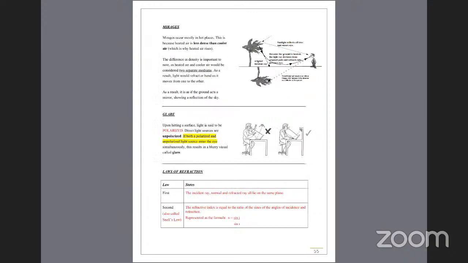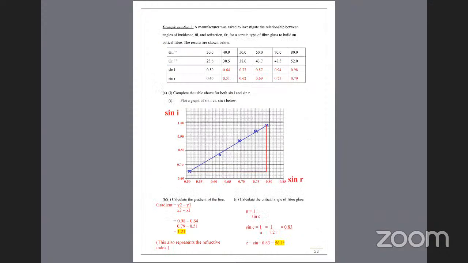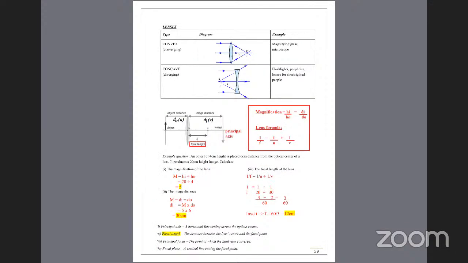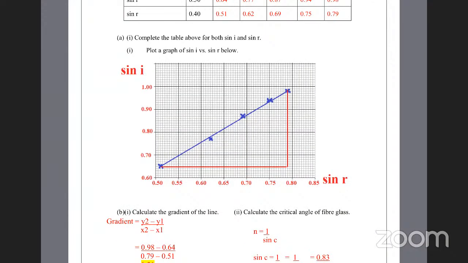And then once you do that, then we could jump into lenses. Did I talk about this? When you plot sin I versus sin R, the gradient is the refractive index. I want to make sure I didn't leave this out, when I was talking about the glass block experiment, and you read off all your I values and your R values.